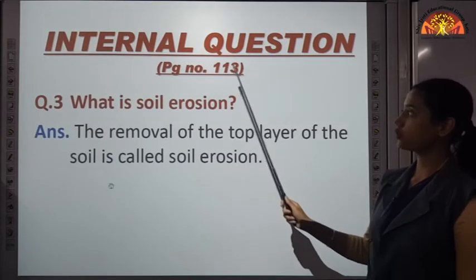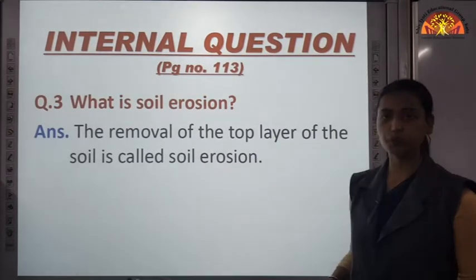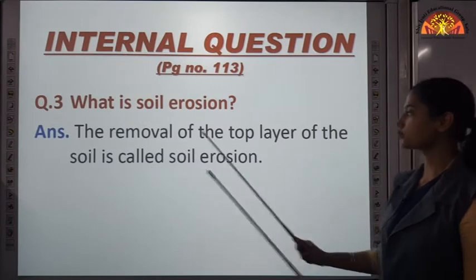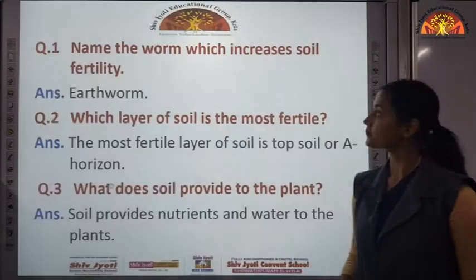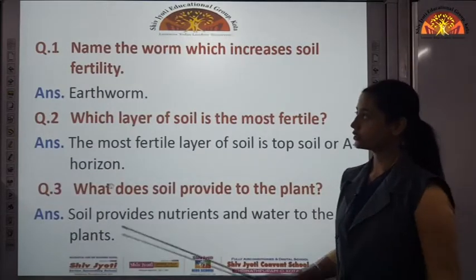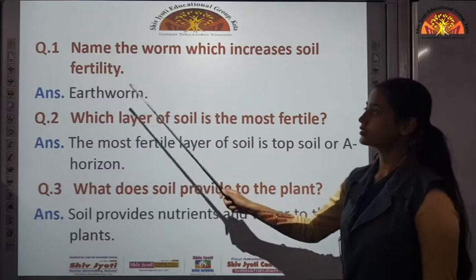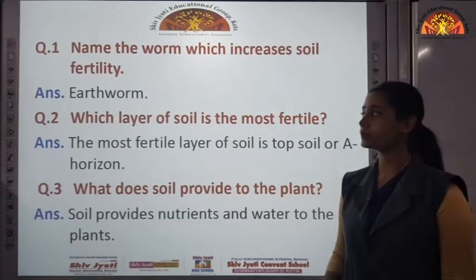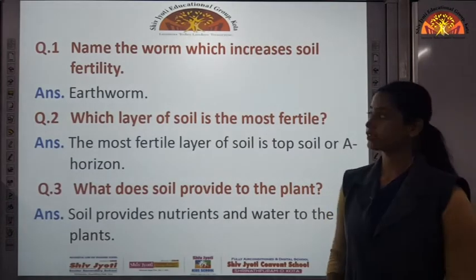Next internal question on page 113. What is soil erosion? As we discussed in important points also, the removal of the top layer of the soil is called soil erosion. Now, this is your copy work. Question 1. Name the worm which increases soil fertility. That is earthworm. If you remember, earthworm is also known as farmer's friend because it helps in increasing the fertility of soil.